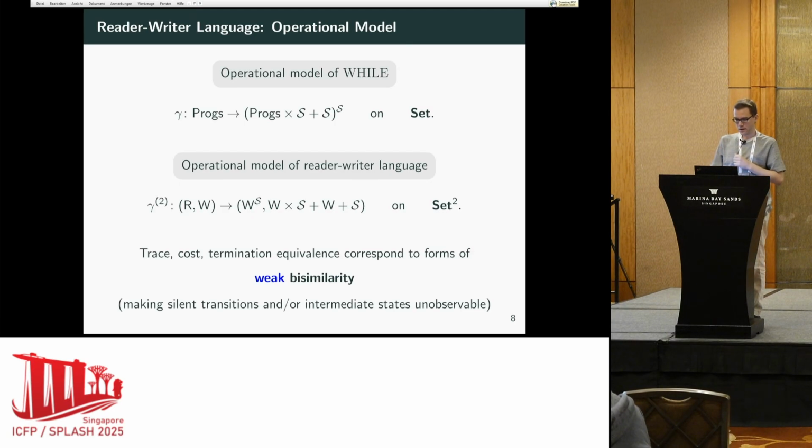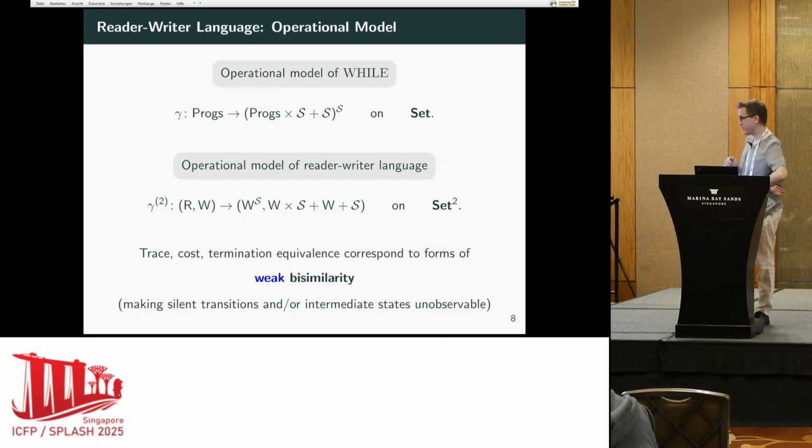And the nice thing about this two-sorted structure is that now one can see that trace, cost, and termination equivalence correspond to forms of coalgebraic weak bisimilarity. So for every coalgebra of any type, you have an abstract notion of weak bisimilarity. This is something that the theory of coalgebras gives you.